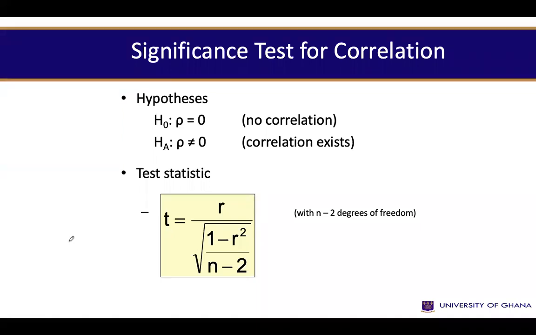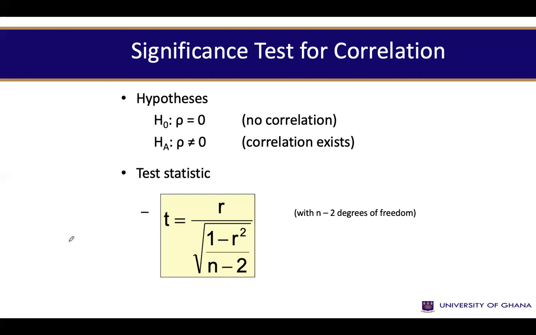But before we even test the hypothesis, we have to assume that there's no correlation. Before you have evidence to show that a correlation exists, you first have to assume that there's no correlation. So our null hypothesis is such that the correlation coefficient is 0, no correlation. And the alternate hypothesis is such that the correlation coefficient is not equal to 0. That means that correlation exists.